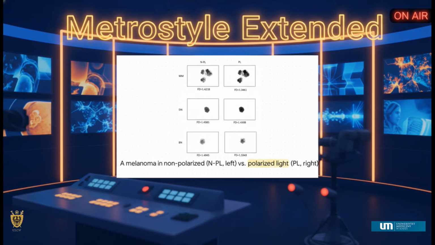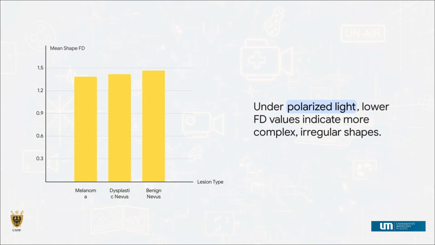And when you look at them side by side, it's pretty easy to see why. The image on the right, taken with polarized light, has much higher contrast and a sharper, more clearly defined border. That extra clarity provides much better data for the fractal analysis, and you can see that reflected in the lower, more complex FD value. The data on this chart just confirms what we saw visually. For every single lesion type, the average fractal dimension is lower when using polarized light. This is the measurable proof that polarized light is just superior at capturing all those complex, irregular details that you need for an accurate diagnosis.